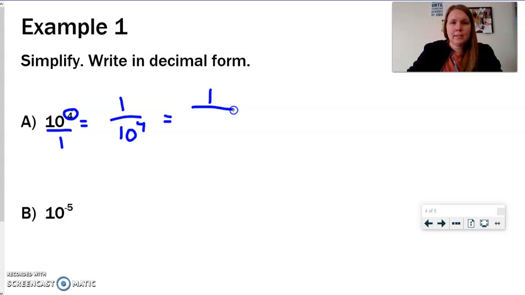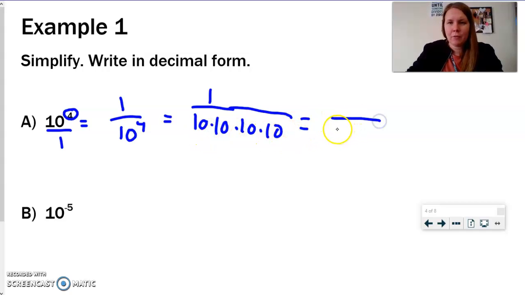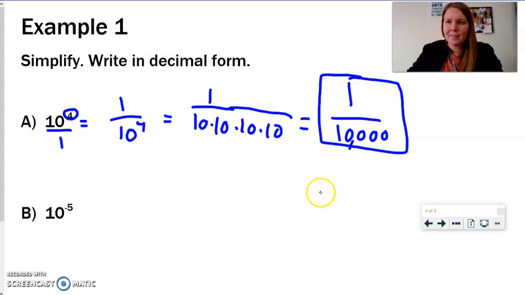So really, that's like saying 1 out of 10 times 10 times 10 times 10. Sometimes we're just doing multiples of 10, so we only need to think about how many zeros are going to be in our problem. Since we multiplied it 4 times, that means I'm going to have 4 zeros after that 1. And that's going to be my solution. If I really wanted to, I could put it in decimal form, but I think fraction form keeps it a little nicer, and we don't have to worry about converting back and forth through those different numbers.